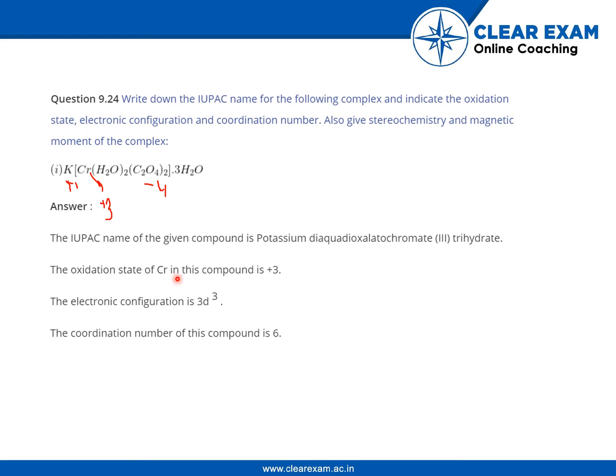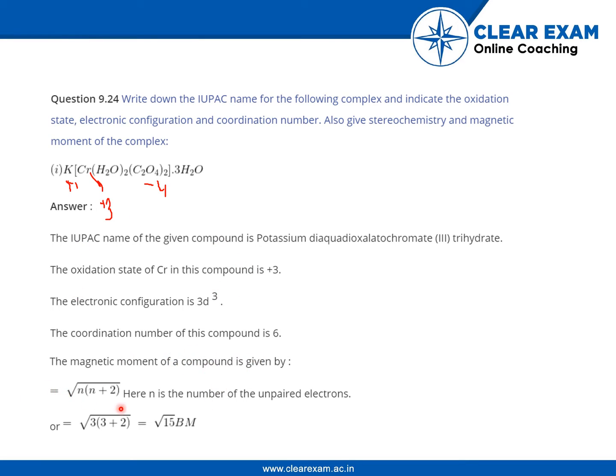Oxidation state is plus 3, electronic configuration will be 3d3, and the coordination number of this compound is 6. So why 3d3? Because the ground state configuration is 4s1 3d5. Now the oxidation state is plus 3, so 3d3 will be the electronic configuration.